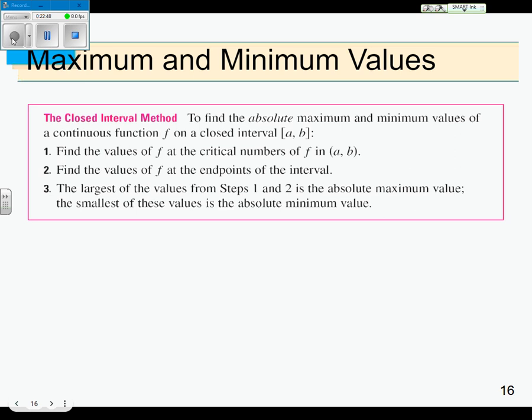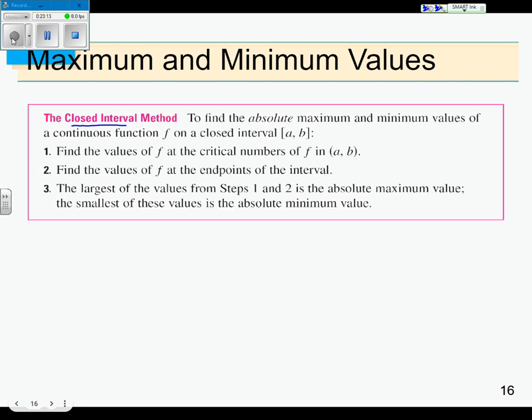So I want to find the values of f at the critical numbers a and b. I'm looking at finding my critical numbers first, and then I'm going to plug them back in, and I'm going to get some function values for it. And then since it's a closed interval method, I should be given a closed interval. I want to find the values of the endpoints on my interval.